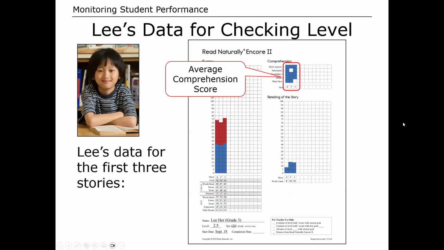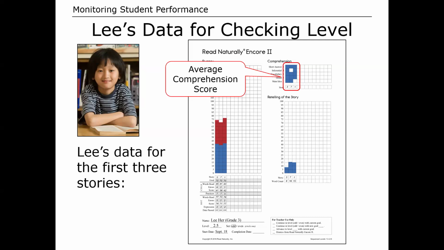For the comprehension, you're taking a look at the comprehension report, which again is on the student's report. It's in the upper right-hand corner. And the students are to be recording how they did the first time they answered the question. Not when they went back and fixed it, because you made them go back and fix their incorrect answers.